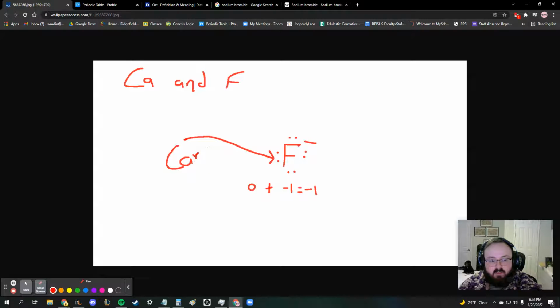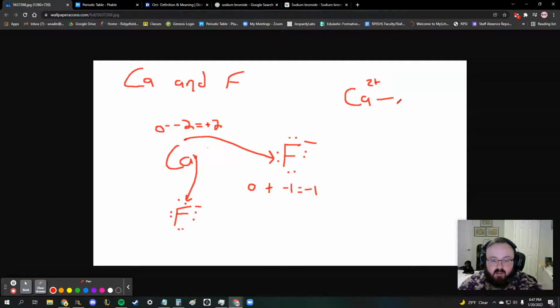We're going to add another fluorine atom that has 7 valence electrons. This calcium is going to give its valence electron to the fluorine. So now we have another fluorine that has a minus charge. Our calcium starts at a 0 charge. It is losing two electrons, so I'm using it as a -2 change, which means it has a positive 2 charge.